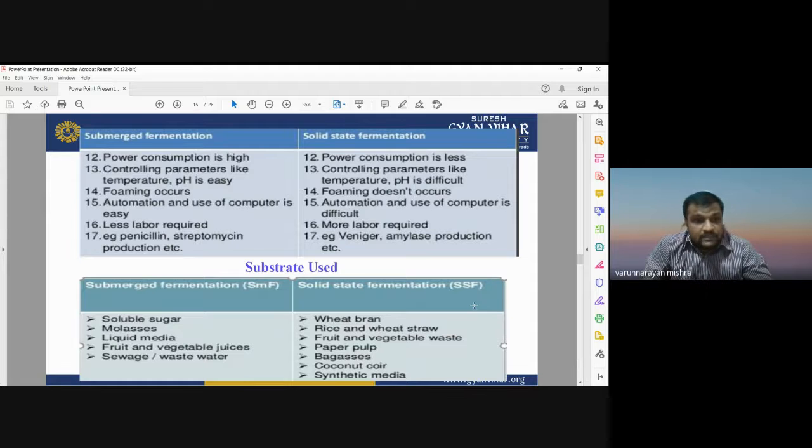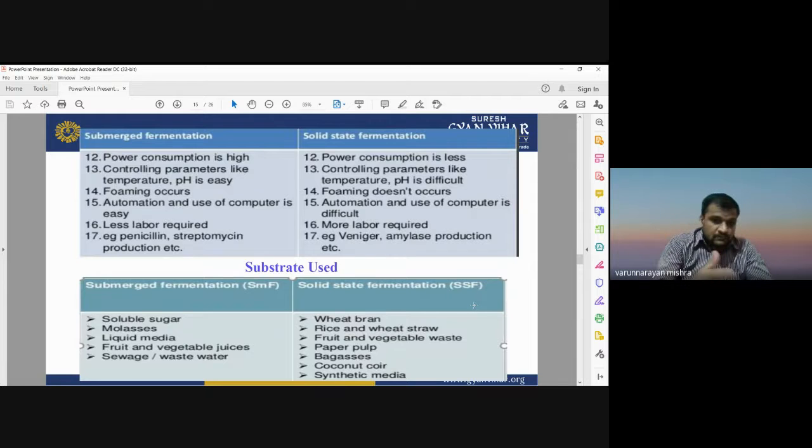The controlling parameters like temperature and pH are very easy to control in submerged fermentation, whereas controlling factors like temperature and pH are very difficult to control in solid state fermentation. In submerged fermentation, it is required to have less manpower, but in solid state fermentation, we need more manpower. Okay, so what kind of substrates are used in both the processes, that is submerged fermentation or solid state fermentation.